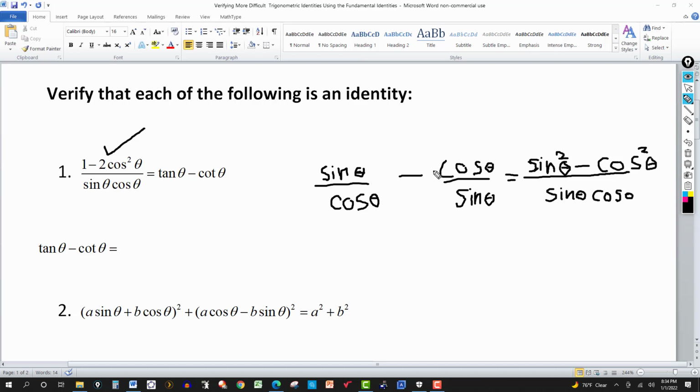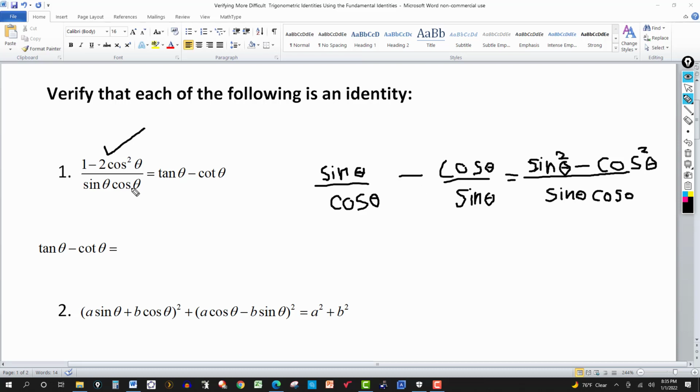So again, all I'm doing here is multiplying the first fraction by sine, because I want it to have the same common denominator, sine theta cosine theta. It's missing a sine, so I multiply by sine in the denominator and sine on top. That gives me sine squared theta over the LCD. Then the denominator in the second fraction is missing a cosine. So I multiply the numerator and denominator by cosine, so I can get a sine and a cosine in that denominator. When I multiply by cosine up here, it'll give me cosine squared.